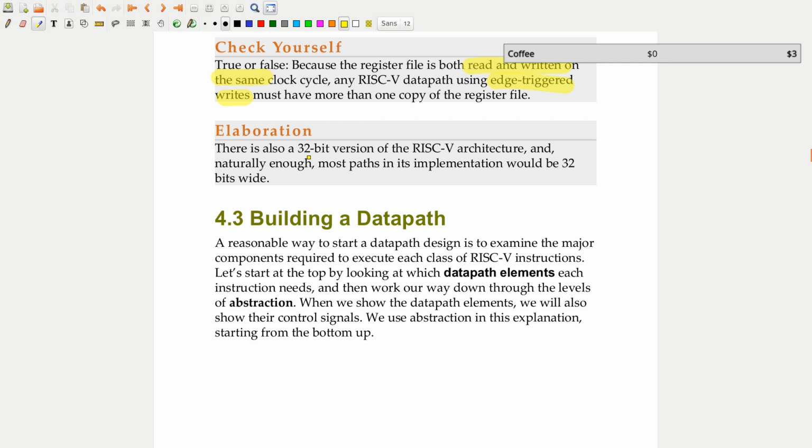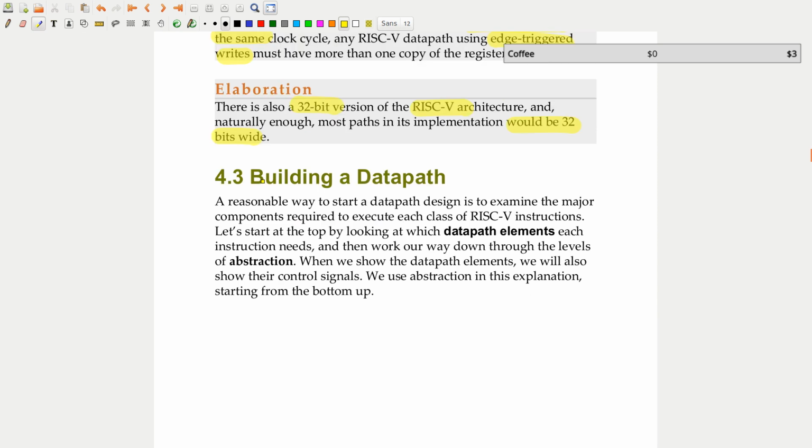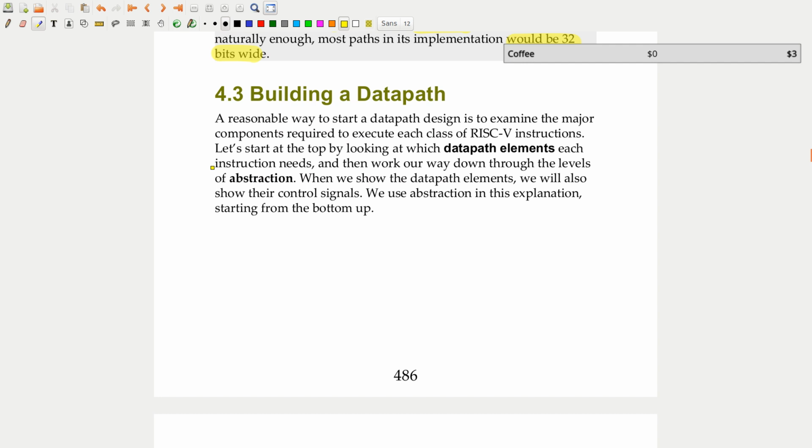A little elaboration: there are also 32-bit RISC architectures. And naturally enough, most paths in its implementation would be 32 bits wide. This goes back to the same idea that we've been stressing over and over of regularity. If we make something that works in 32 bits, we might get lucky enough that we may just be able to scale things like the buses and the number of ports on things like the register file to 64 bits, and we're fine. Other times we don't get so lucky, but in many cases we can if we make a good design.